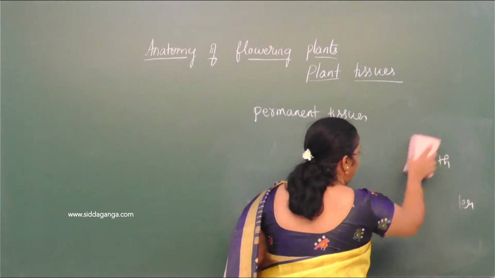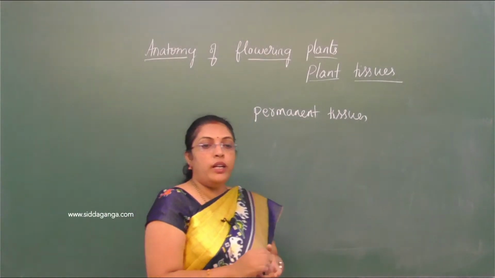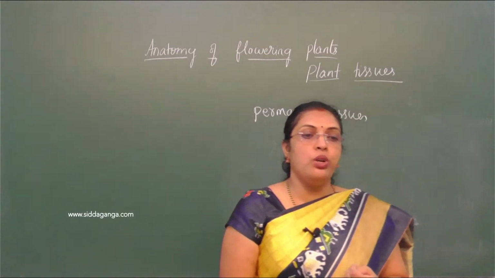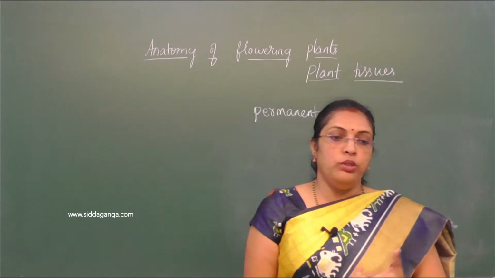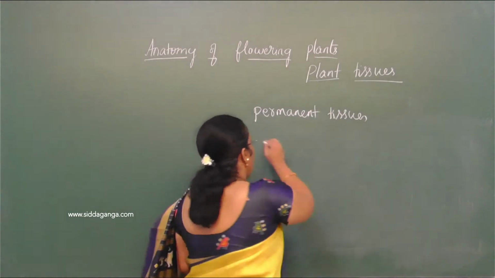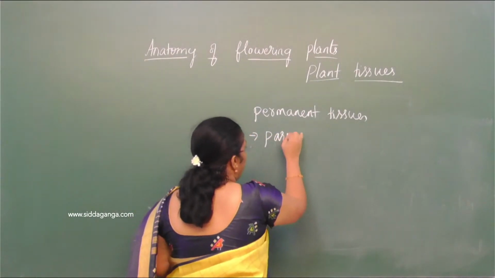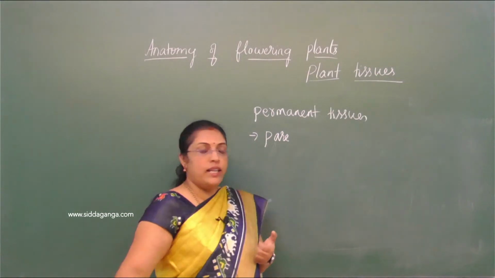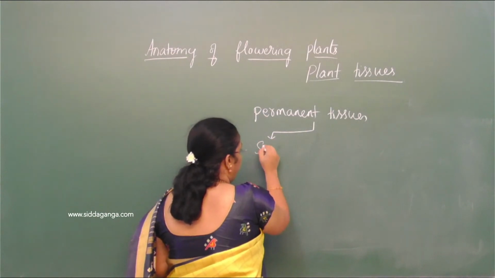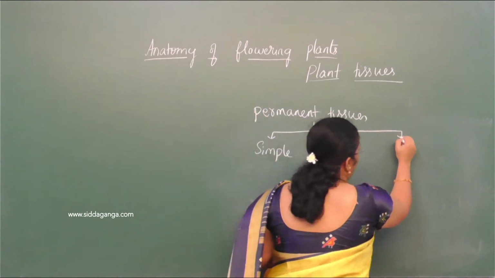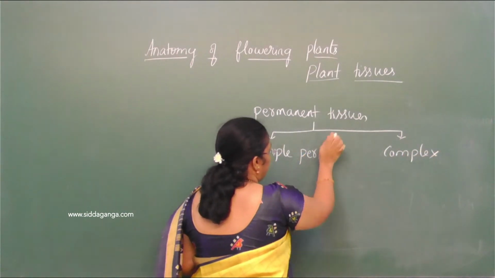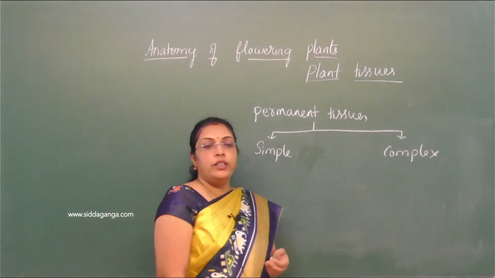Then coming to the permanent tissues. Under permanent tissues, many of you have already mentioned the three types. Permanent tissues are again classified into two types: simple permanent tissue and complex permanent tissue.